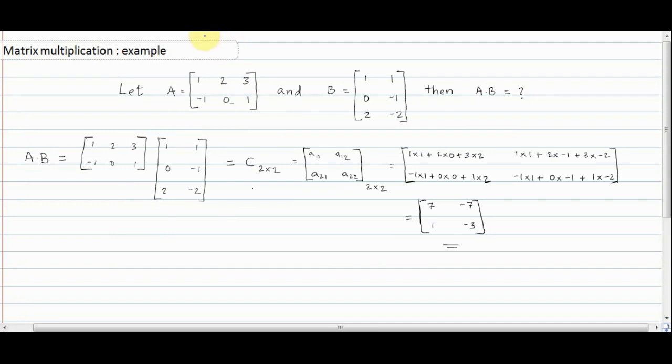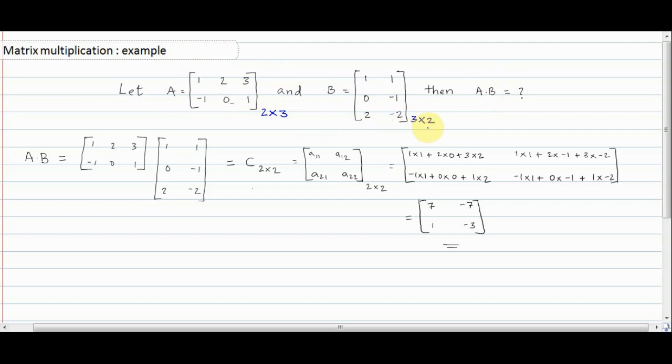Now here we have two matrices A and B. We have to calculate A into B. So first let's check whether it is possible to multiply A with B. You can see that the order of A is 2 by 3. It has 2 rows and 3 columns. And matrix B has an order of 3 by 2. It has 3 rows and 2 columns.